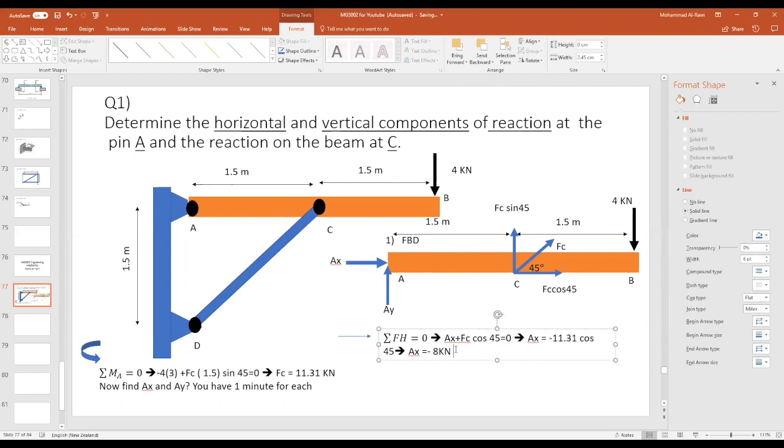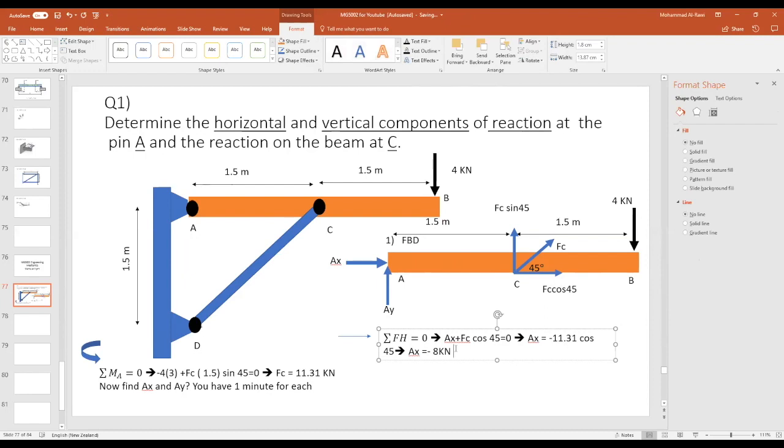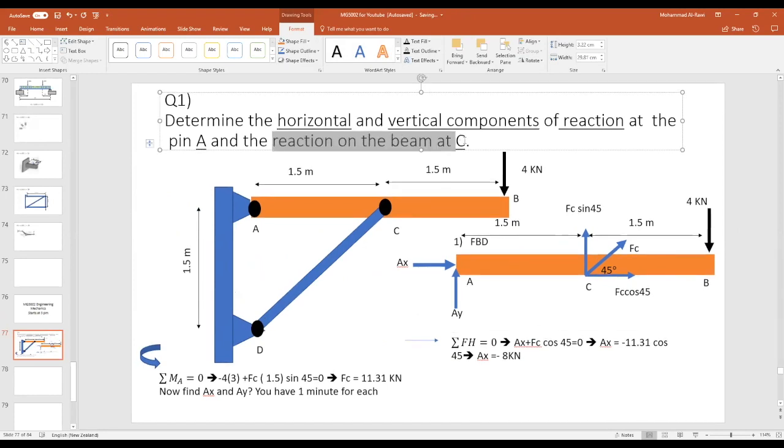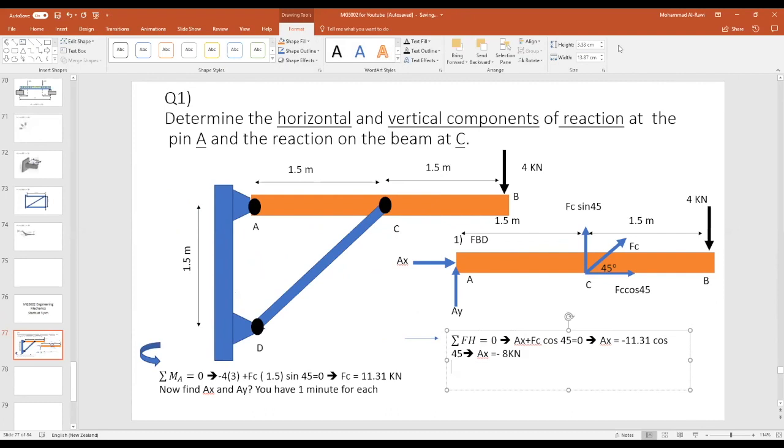So that's what I'm trying to show you guys here. Even if I'm assuming it wrong, the solution should help me correct my answer. And that's how it works in this type of application. Now, this is the answer for X. See what we managed to determine. First, we found the reaction on the beam at C, and now we found the horizontal reaction at A. Now I want to find the vertical reaction at B.